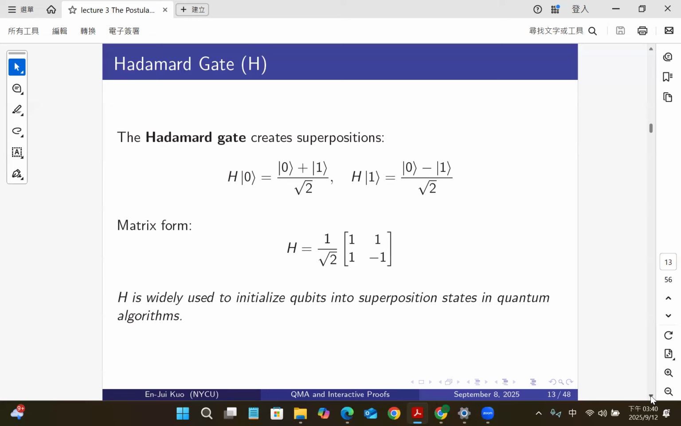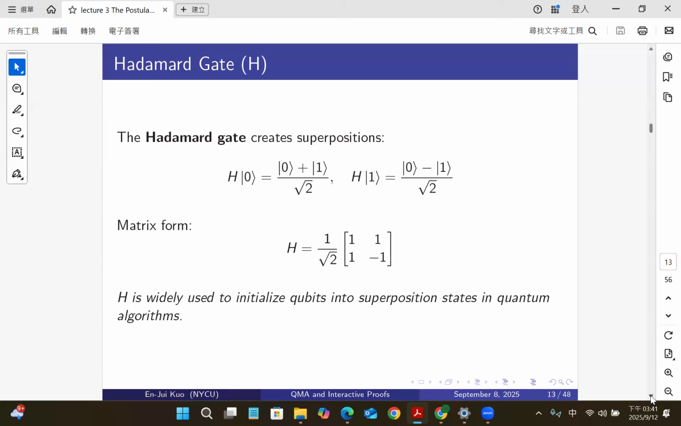To prove this, the easy way is to use a common notation. Sometimes this is called the plus state, sometimes this is called the minus state. The property is that when x is applied on plus, it gives plus one. When x is applied on minus, it gives minus one. If I notice this, then I can prove this. So the proof is very simple.